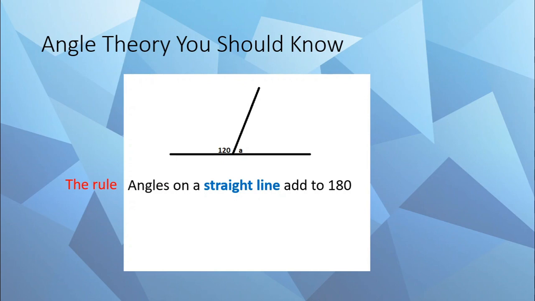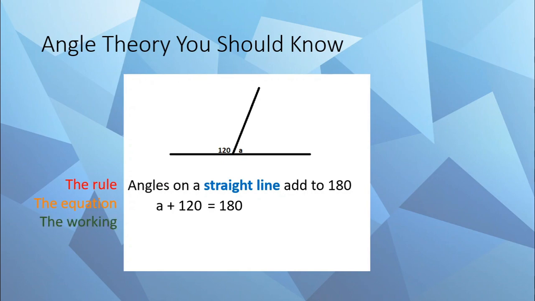Next, I'm going to write an equation based on that rule. That rule tells me that they should add up to 180, so something plus something equals 180. A plus 120 equals 180. That's my equation.